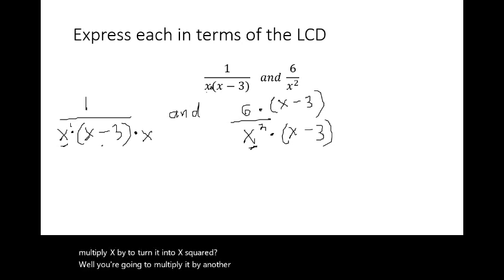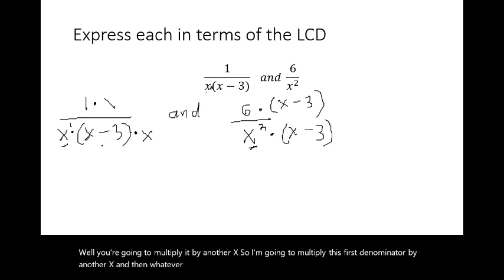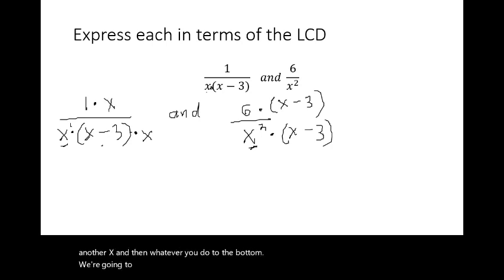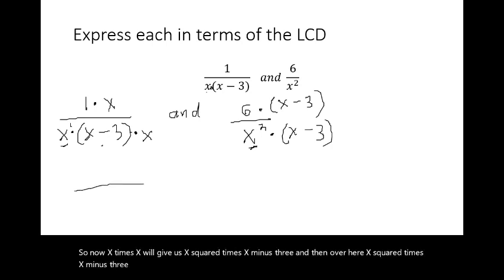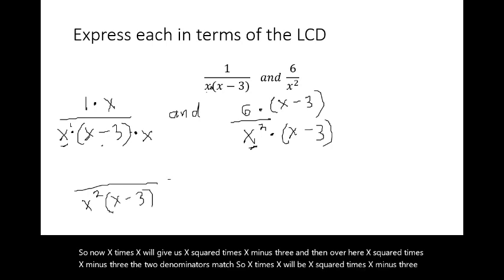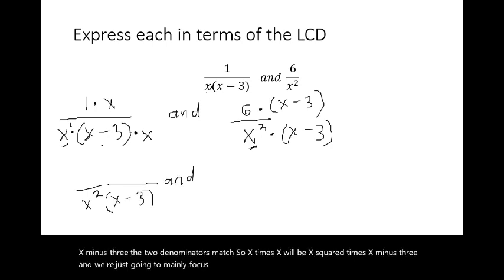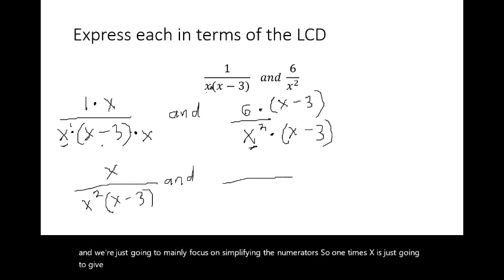So I'm going to multiply this first denominator by another x, and then whatever you do to the bottom, we're going to do the exact same thing to the top. So now x times x will give us x squared times x minus 3. And then over here, x squared times x minus 3, the two denominators match. We're just going to mainly focus on simplifying the numerators. So 1 times x is just going to give us x for that first numerator.